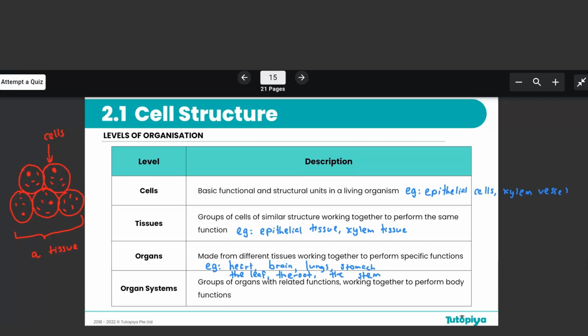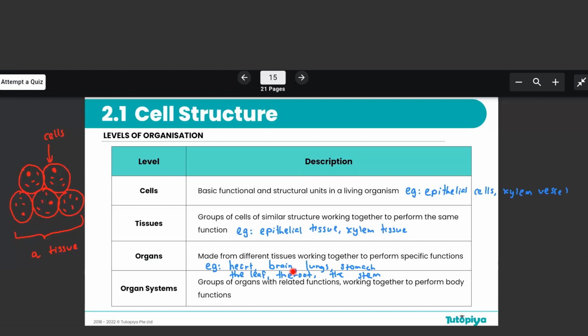So what exactly is an organ? An organ is basically a structure that is made from different tissues. So an organ is something that has different tissues in it, and these different tissues are working together to perform a specific function. Within the heart, there would be different tissues. Within the brain, there will be different tissues working together. So that is what we call an organ.